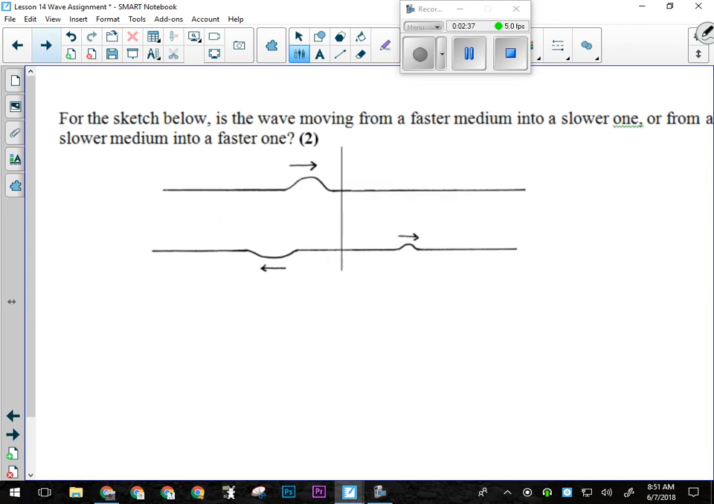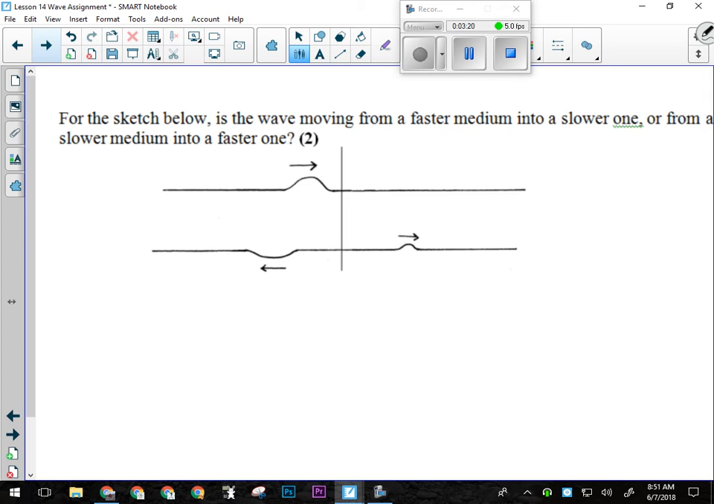For that sketch, is the wave moving from a faster medium to a slower one, or from a slower one to a faster one? In the second picture, what kind of reflected wave do I have? This wave going in is upright. This wave that is a reflection off the boundary is inverted. The wave that goes into the new medium is not only shorter, but also smaller in amplitude. So is this medium faster or slower than the first? Slower. If we get an inverted wave, it's automatically slower.